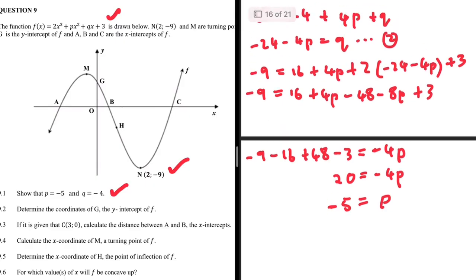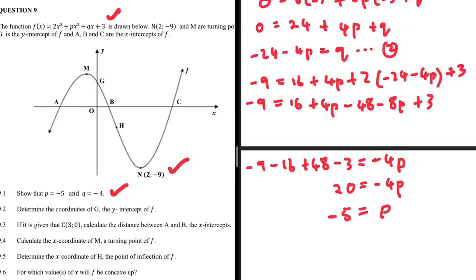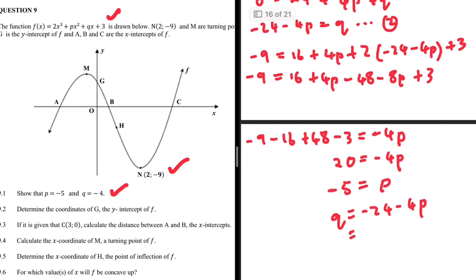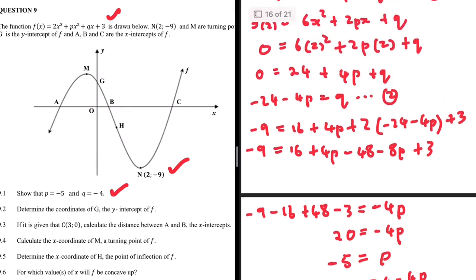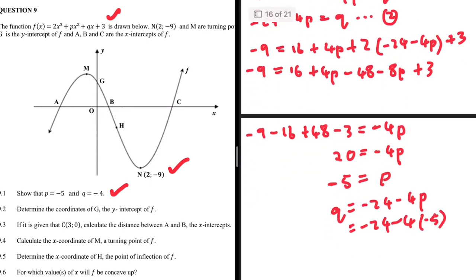So we have the value of p. Now we can substitute this value of p into equation 2 in order for us to find q. So q is equals to minus 24 minus 4p. So this is going to be equals to minus 24 minus 4. In place of p, we have minus 5, right? And this is clearly equals to minus 4. So there we go. We have the value of p and the value of q, minus 5 and minus 4.